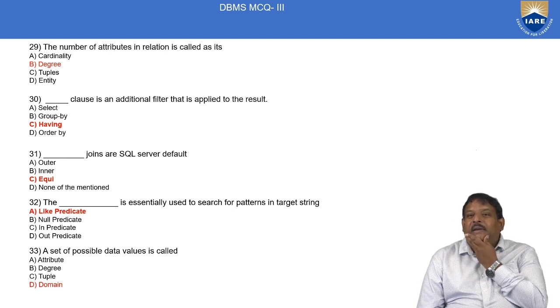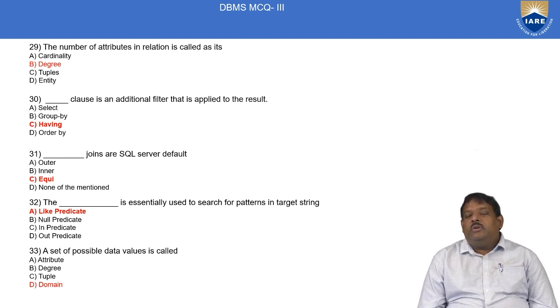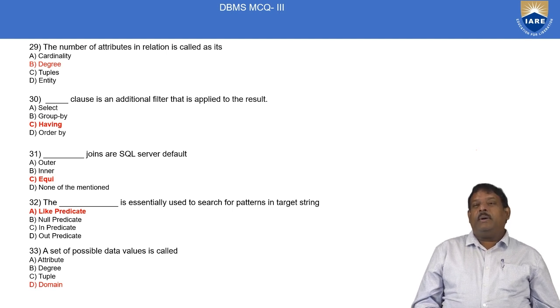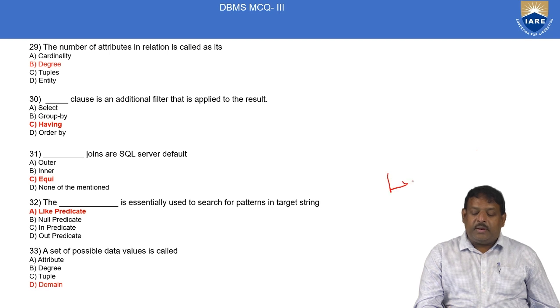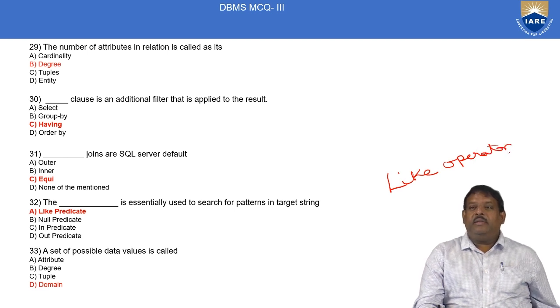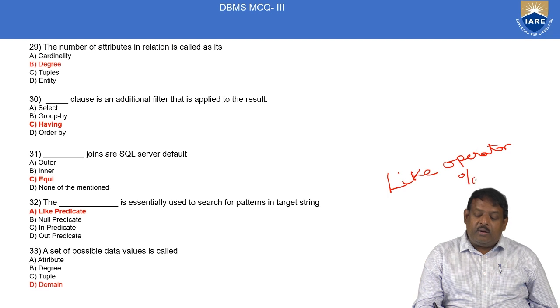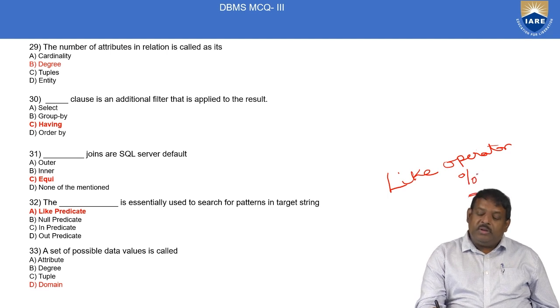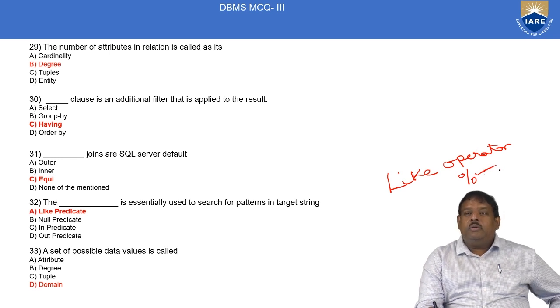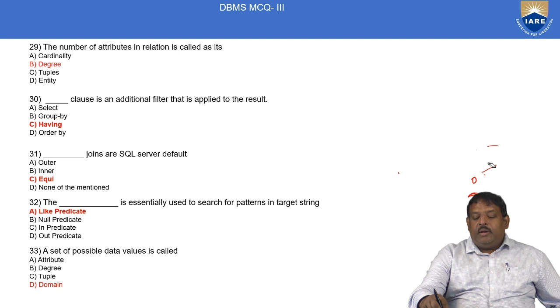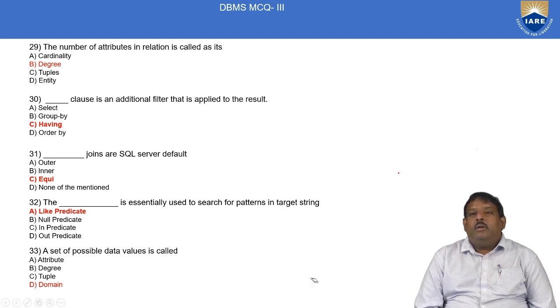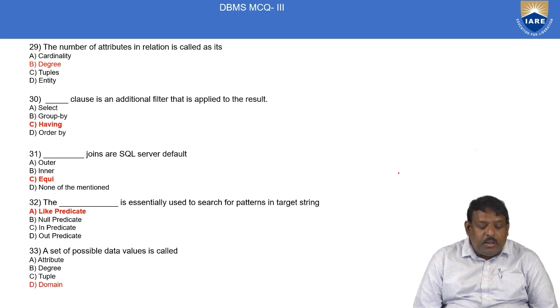Which keyword is used to search pattern matching in a target string? In DBMS, for pattern matching, we have the keyword called like. The like operator is the operator used to find pattern matching. It uses wildcards, percentage and underscore, for searching. So the like operator is used for pattern matching in SQL searching.